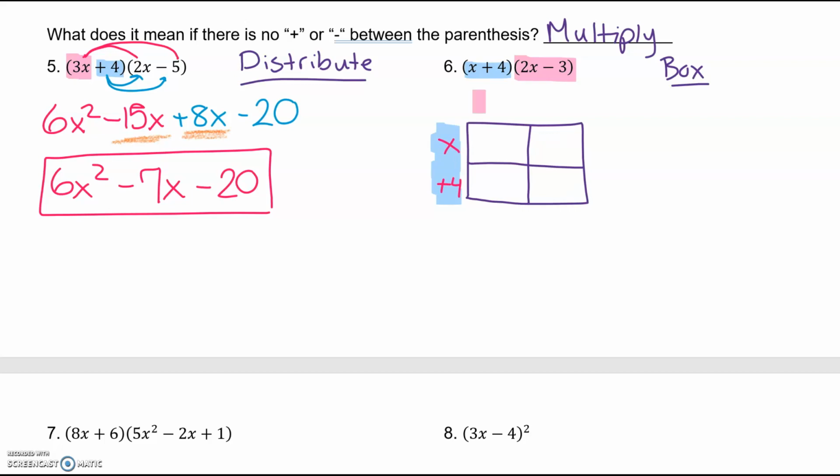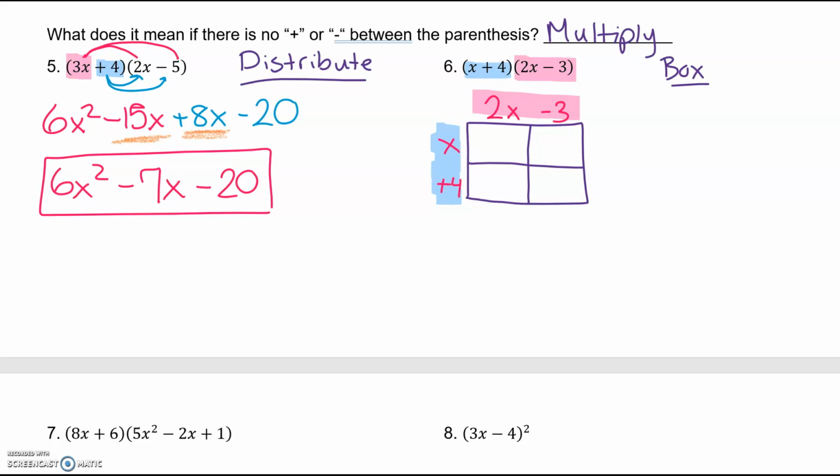Then we're going to take the second binomial and put it across the top of the box. So I'm going to put the 2x here and the minus 3 here. Simply what we're going to do now is multiply, that's what we're doing with this operation, to get the number inside the box.